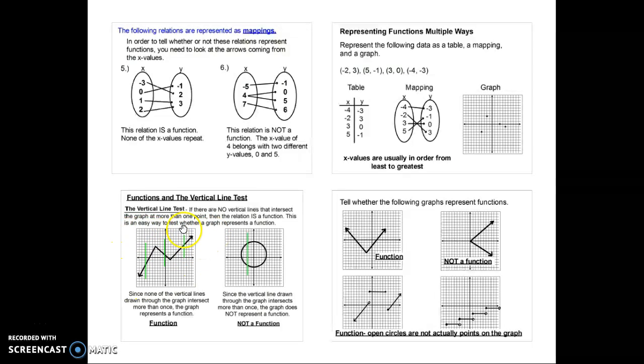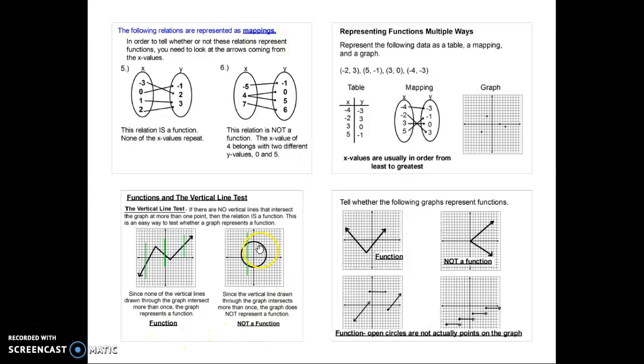Okay? So if you're given a picture of a graph, you want to imagine, and you can draw vertical lines if you need to, but you want to imagine vertical lines going straight through the graph. Each of those vertical lines is only allowed to cross your graph at 1 point. So in this case, when I think about drawing some vertical lines, and there's 3 of them drawn on here, you can imagine more of them, but it will never cross this graph at more than 1 point, which means it is a function.